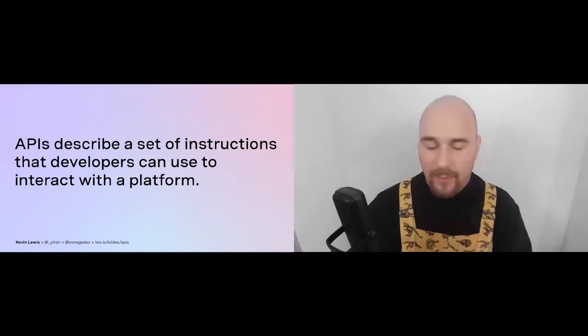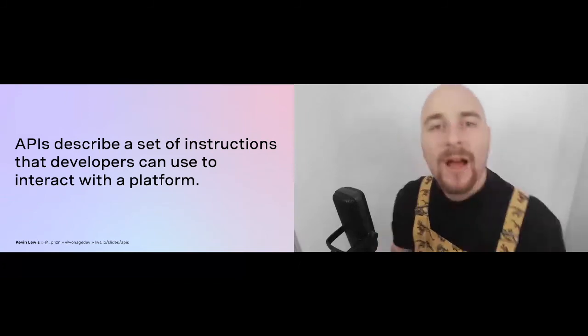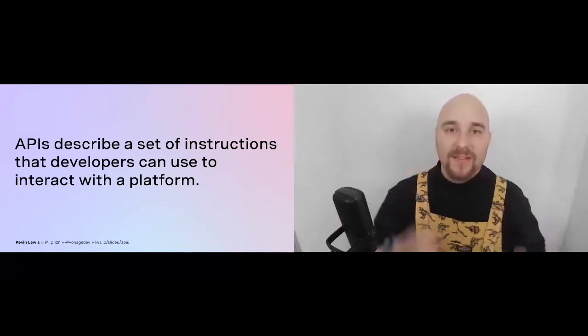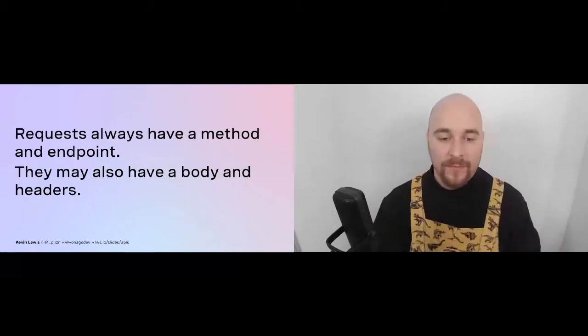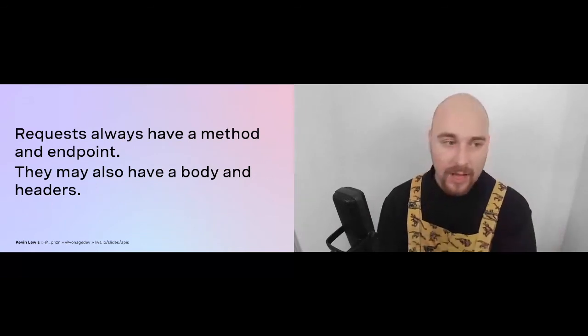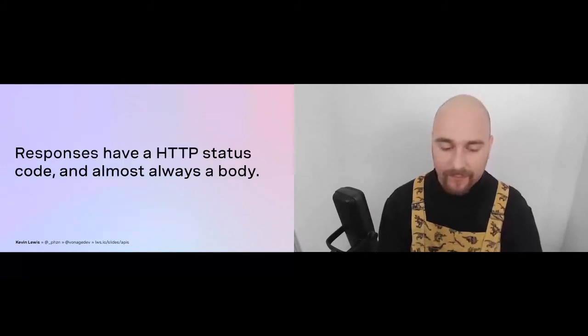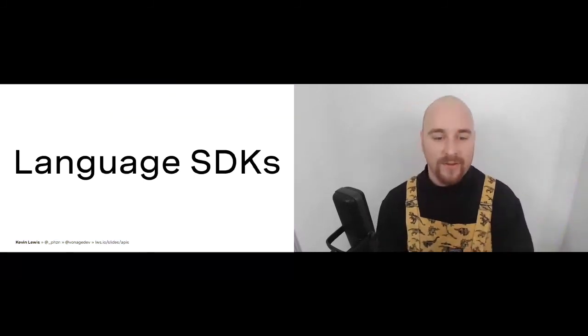So let's just recap. We're doing fine on time, actually. APIs describe a set of instructions that developers can use to interact with a platform. Requests always have a method and an endpoint and can also have a body and headers. Responses have a status code and almost always have a body.